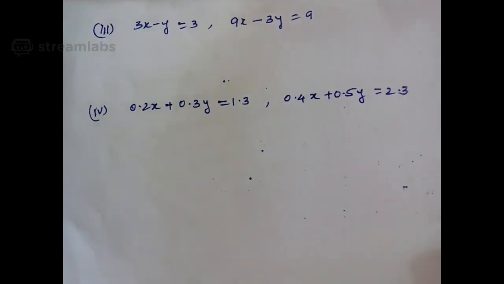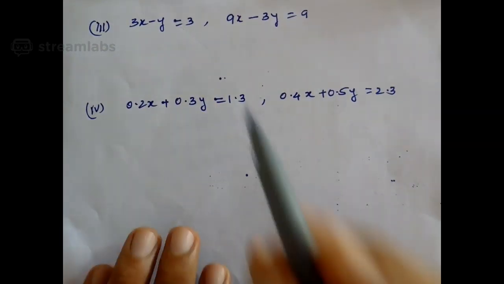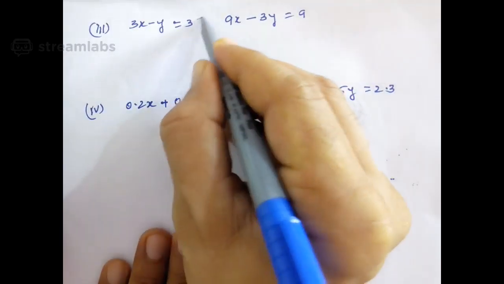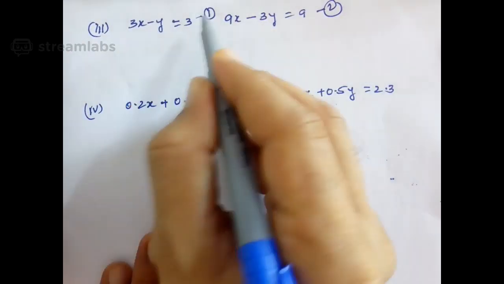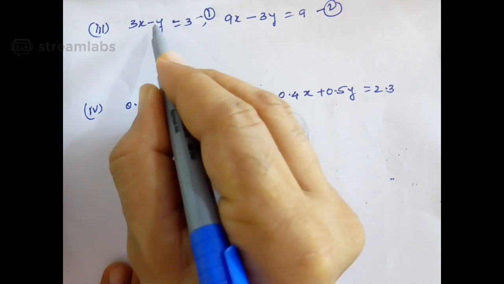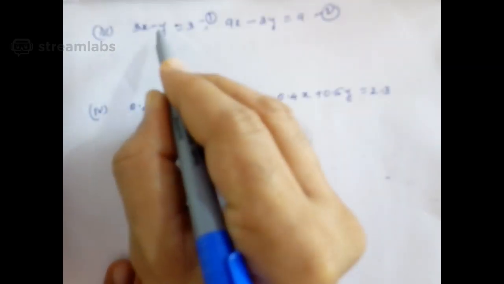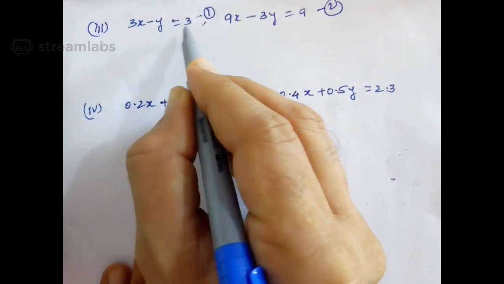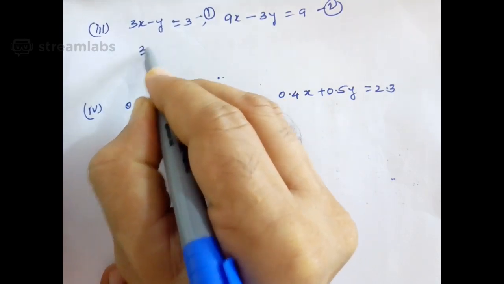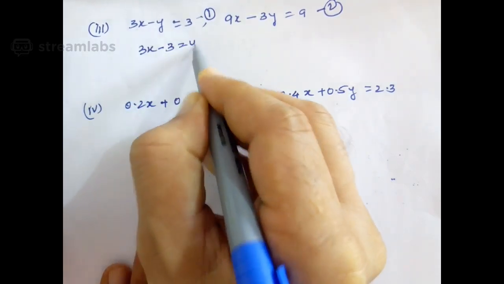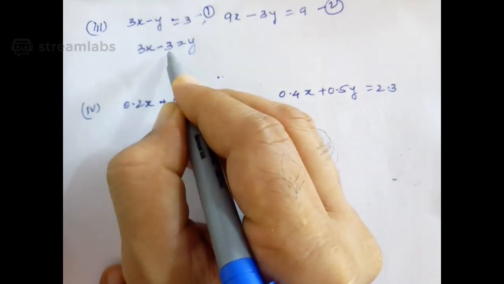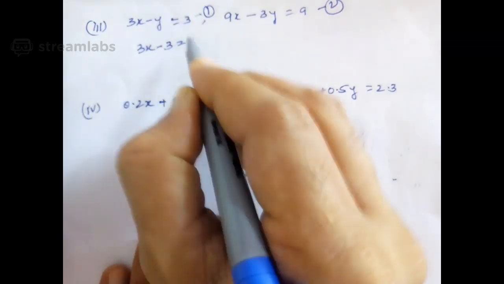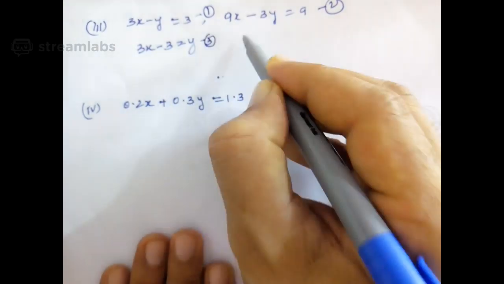So we'll solve the third one. Here, see, this is equation number 1 and this is equation number 2. What is equation number 3? I'll take just y, because you can take either x or y, whichever is the simplest one. 3x minus 3 is equal to y. I've taken 3 to this side. 3x minus 3 is equal to y. Correct, no? So this is equation number 3.